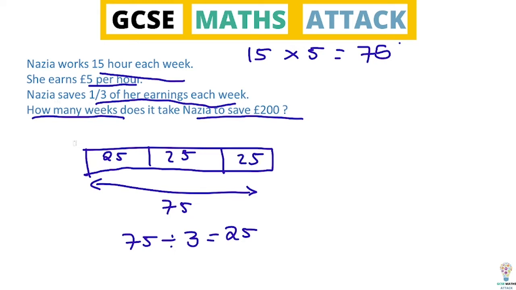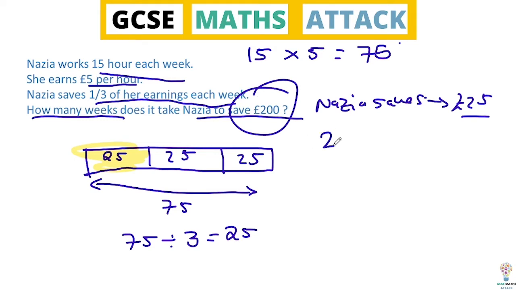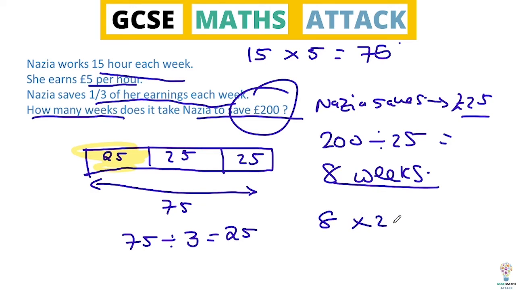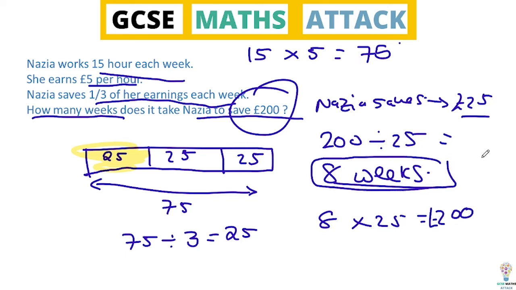So it says Nasia saves a third of her earnings. So that means she saves one of these blocks. That means Nasia saves £25. How long would it take for her to reach £200? So what you would do is 200 divided by 25, and that would give me 8 weeks. And you can check it. You can do 8 times 25, and that gives me £200. So it takes Nasia 8 weeks to reach her goal.